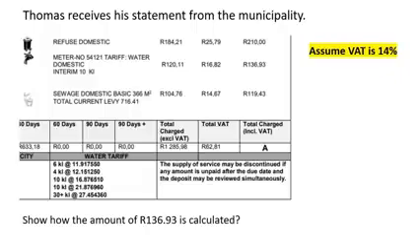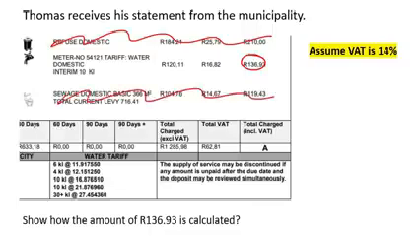Now, what I want you to first realize is that VAT is 14%. This was a slightly older exam paper, maybe like 5 years ago, where VAT used to be 14%. I can't even remember when VAT was changed. So we're just going to use VAT 14%. If you use 15%, the numbers won't work. So this question says, show how the amount of 136.93 is calculated. Okay, so ignore this part and ignore this part.